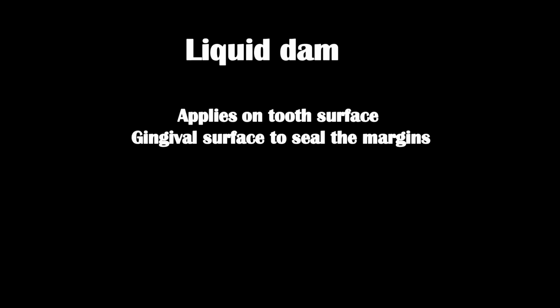Liquid dam. Now, liquid dam is something which is applied on the tooth surface as well as on the gingival surface to seal the margin. This happens frequently when you're performing endo isolation, a single tooth isolation for endodontic purpose. So when you do that, the seal, which is lost probably in a small area, can be easily patched up with liquid dam. Liquid dam is very easy to use.